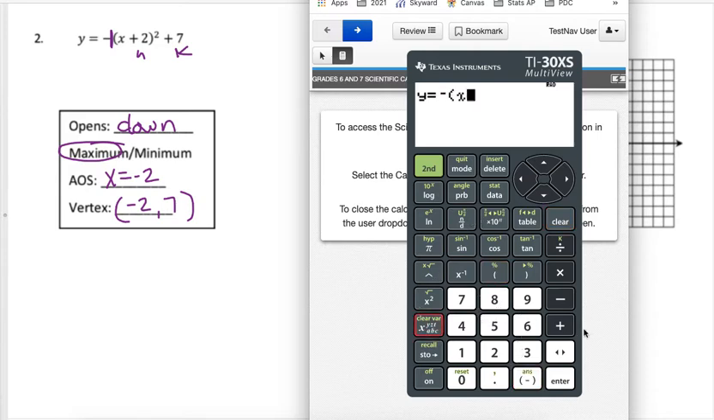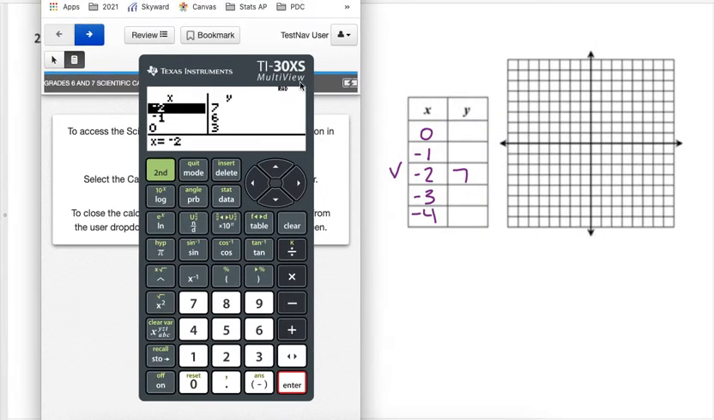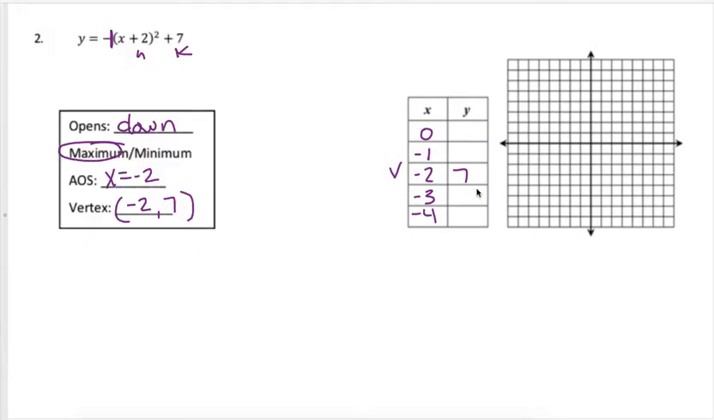X plus 2 squared plus 7, making sure that that looks exactly as what I have here. Hit enter. Let's go ahead and start our table at our vertex and have it generate that for us. 6, 3 are going to be my other numbers going from negative 1 and 0. 6 here, 3 here, using my axis of symmetry to match it on the other side.